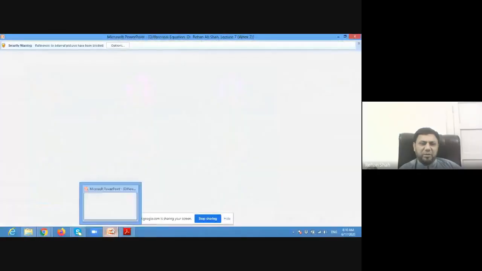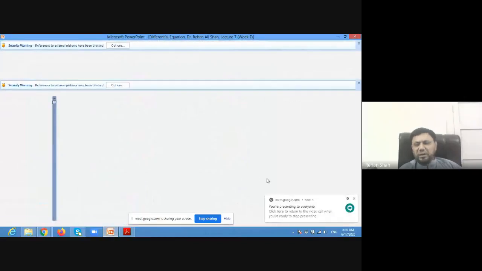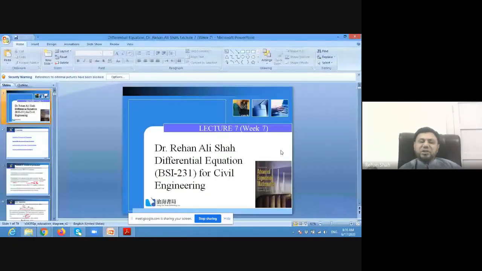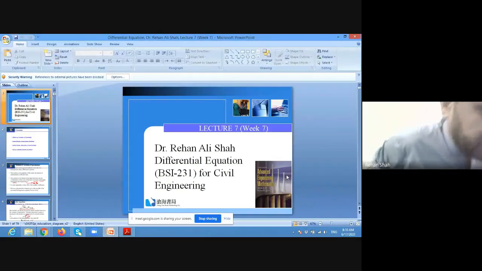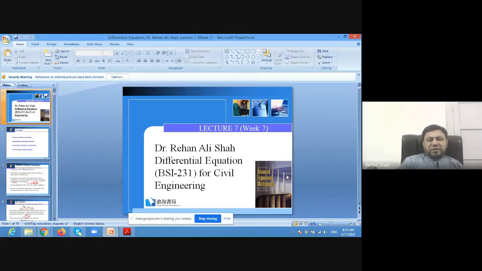So this is our 7th lecture, that is of week 7. As you know, we have studied lecture 5 and lecture 6 of week 6 about the non-homogeneous differential equation. We have studied a method which is called the undetermined coefficient method. In this method, we have studied how to find the particular solution for a non-homogeneous differential equation.